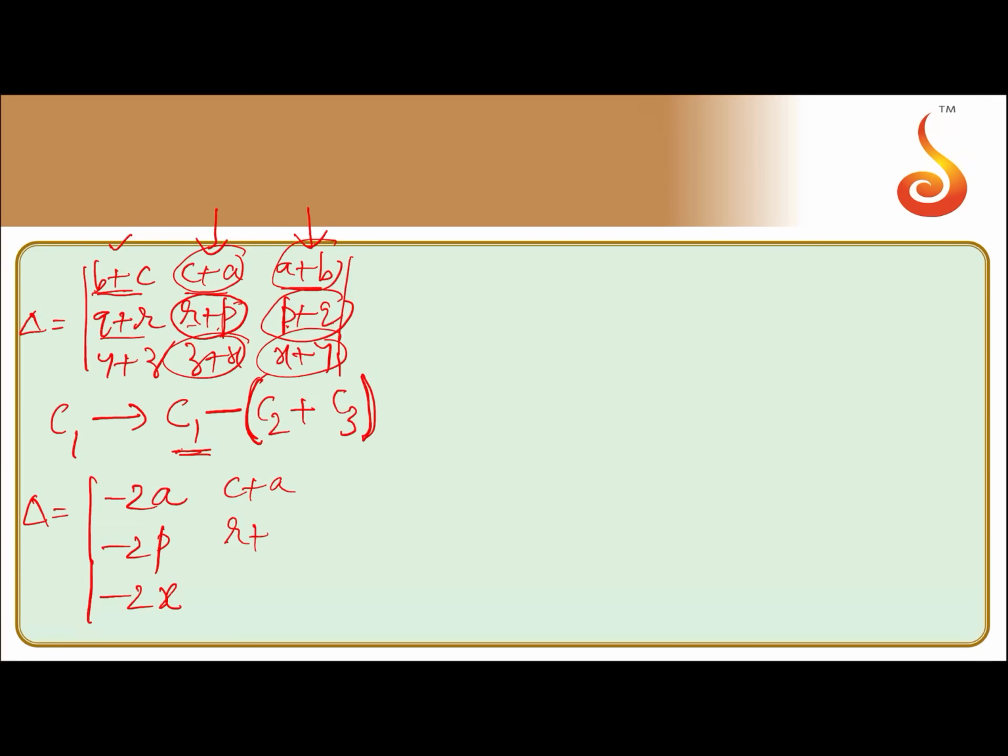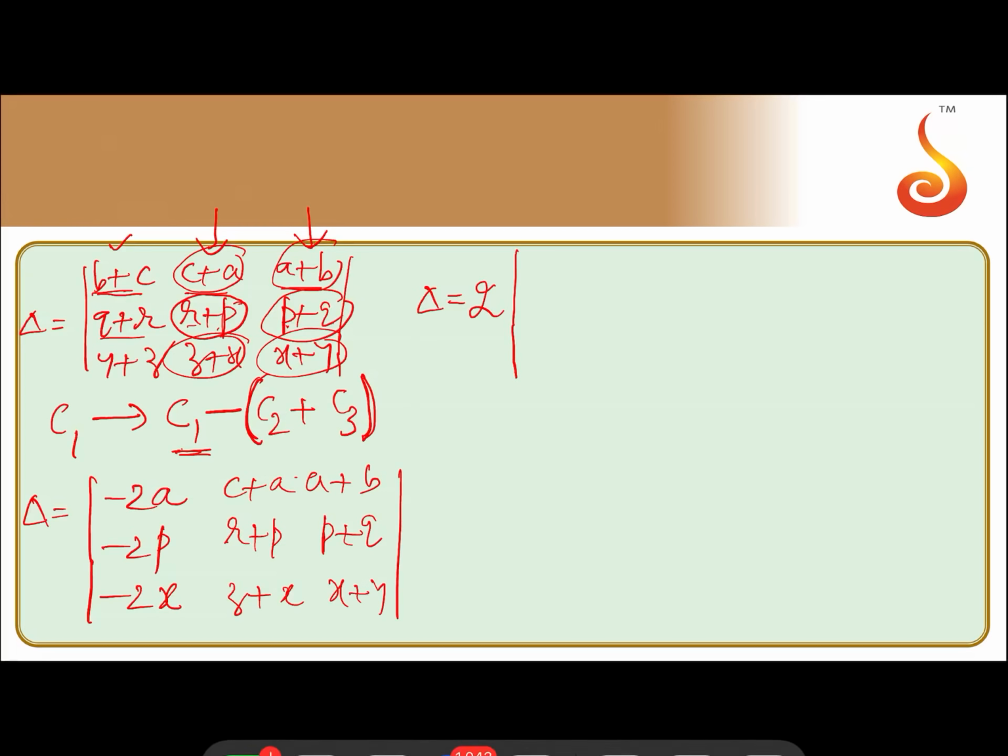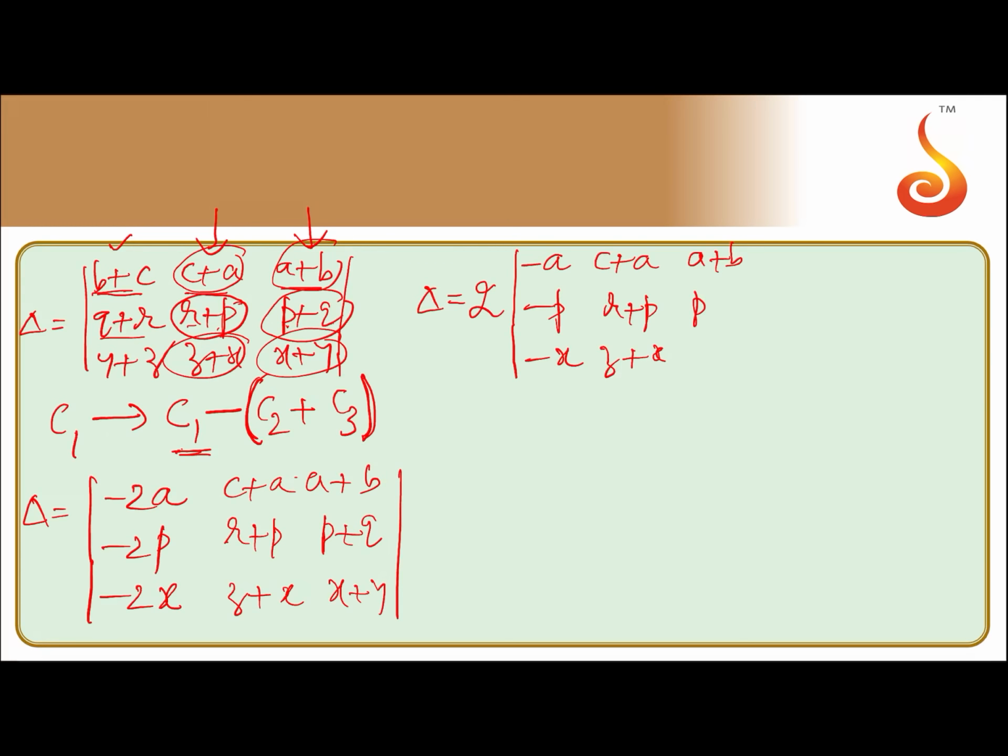And here c plus a, as it is, you keep it as it is. r plus p, z plus x. And a plus b, p plus q, and x plus y. Keep the other columns as it is. We require to show that the result is twice of the determinant. So why don't you consider two common from the first column? Do not take out the minus sign right now. Let me keep this minus sign as it is. Only two if I can have common, multiplied by minus a, minus p, minus x, c plus a, r plus p, z plus x, and a plus b, p plus q and x plus y.